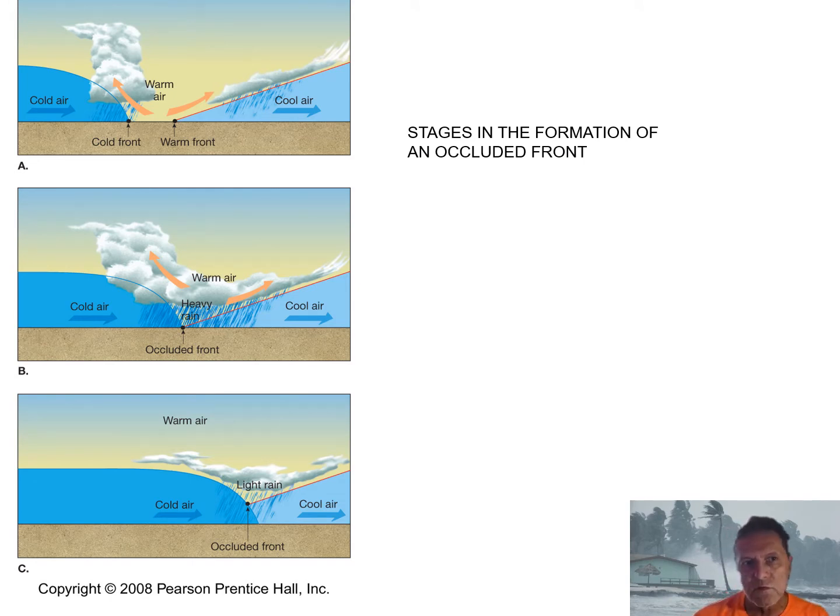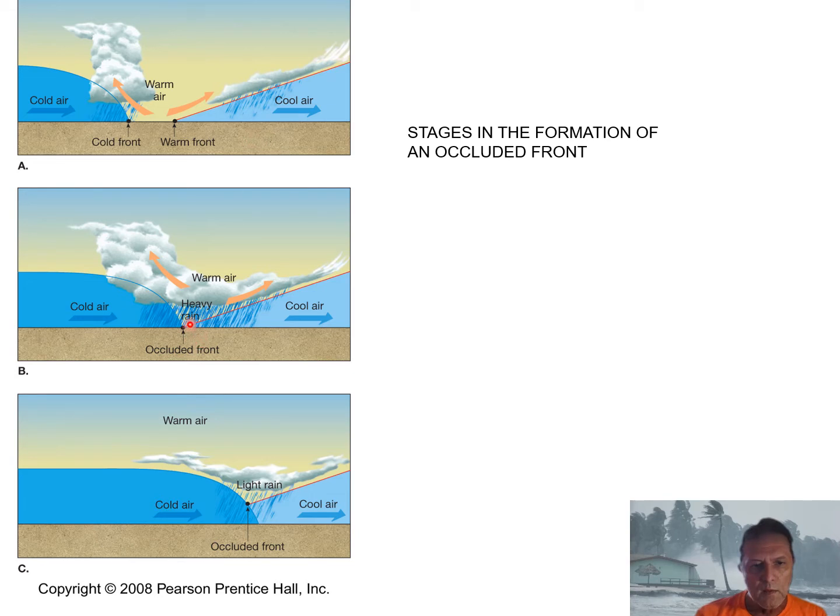This is another kind of front that we call an occluded front. An occluded front is a front, or a combination of fronts, that stall. So we have cold air advancing left to right, we have warm air in the center here, and we have cool air on the right side. So the cold air is forcing up the warm air, forming a squall line of cumulonimbus or storm clouds, and the warm air is rising gradually over the top of this cool air here.